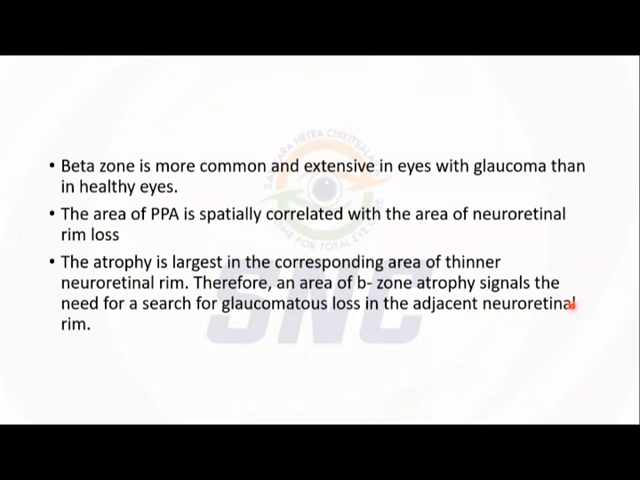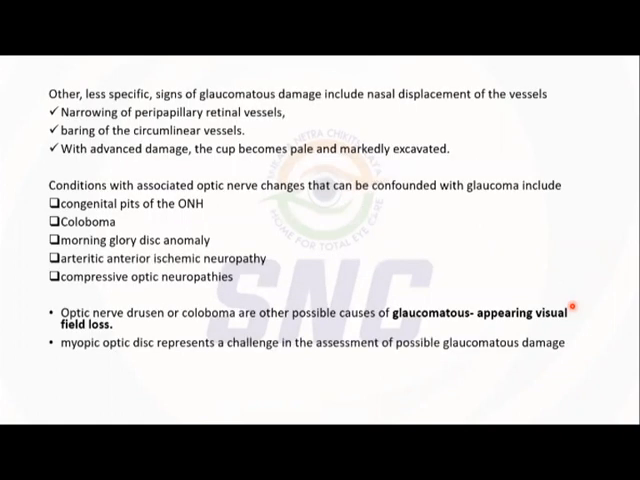Therefore, the area of beta zone atrophy signals the need to search for glaucomatous loss in the adjacent neuroretinal rim. Other less specific signs of glaucomatous damage include a nasal displacement of the vessels, narrowing of the peripapillary retinal vessels, bayoneting of the circumlinear vessels, and with advanced damage, the cup becomes pale and markedly excavated.